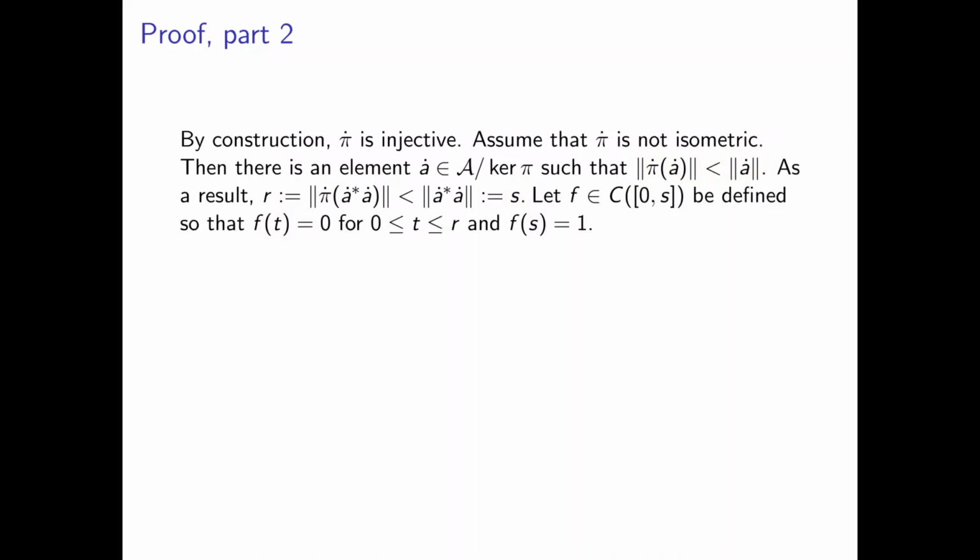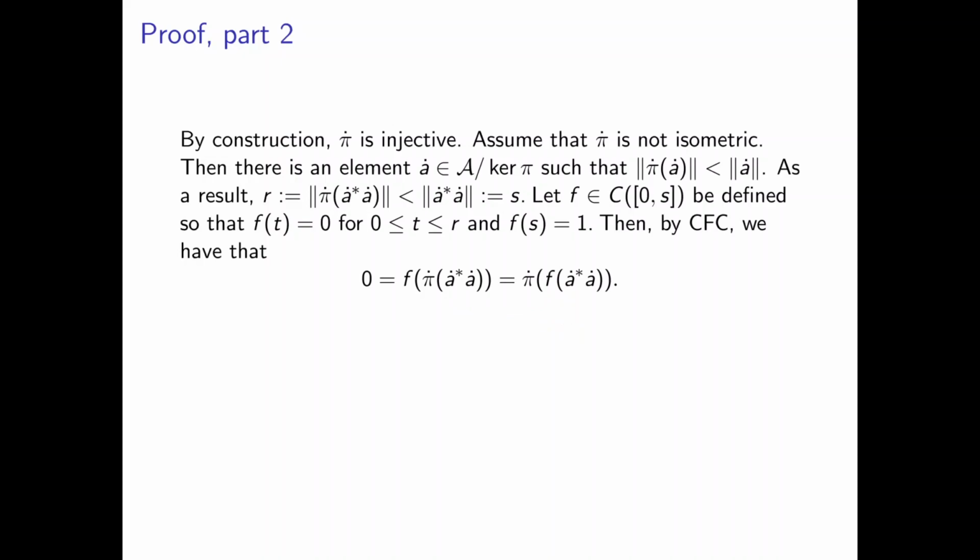Now let f be a continuous function on the interval from 0 to s, and let us define f in the following way. So f of t is 0 between 0 and r, and f of s equals 1. So we have f here going something like this, and then it goes up like this. We have r here and s over here. So nothing strange really at all going on.